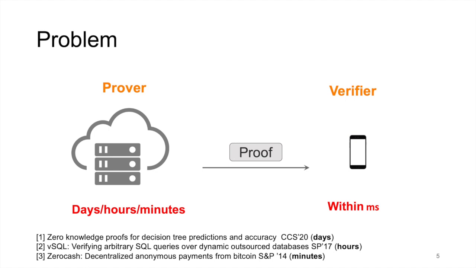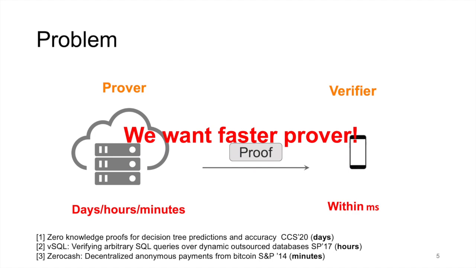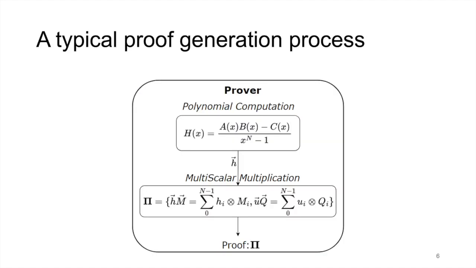Such a long latency makes it impractical to use in scenarios like real-time payment and decentralized trading transactions, despite its great benefits in privacy protection. So we want a faster prover to make ZKP truly useful.